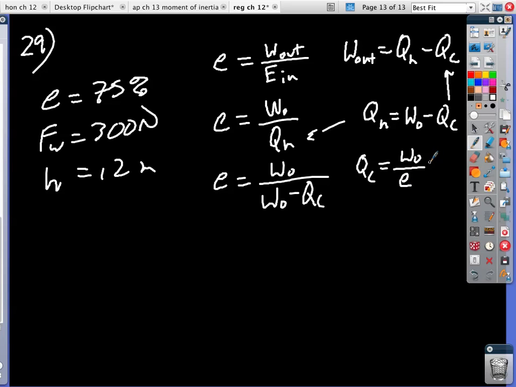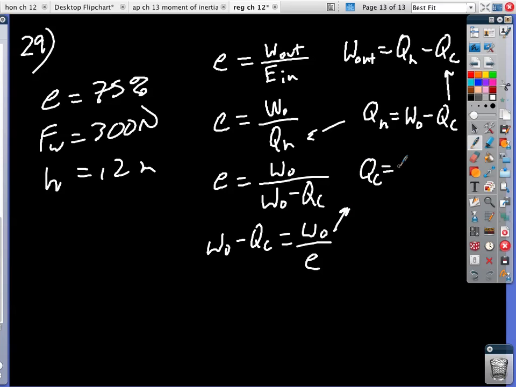Oh, nuts. I've got to flip around the negatives. Yeah, it should be WO minus WO over E. Let me go through the algebra. I don't want to confuse people. All right, so first what I'll do is I would flip this, so I get WO minus QC equals WO over E. Right, and then I'll move this stuff around so that I can get QC is equal to WO minus WO over E.